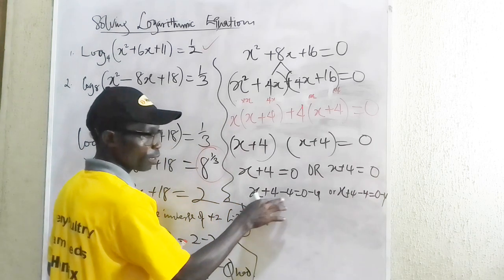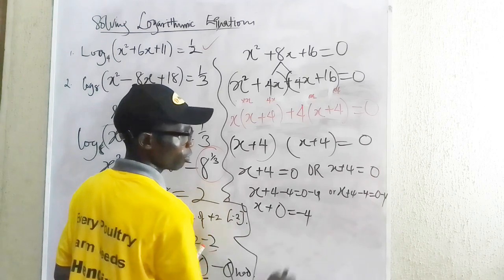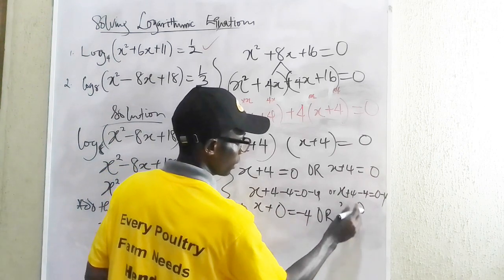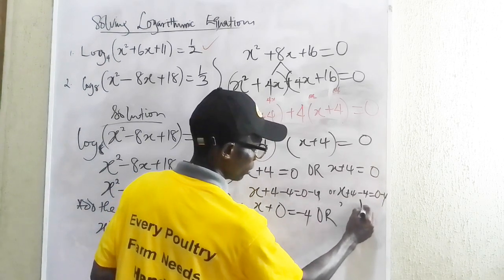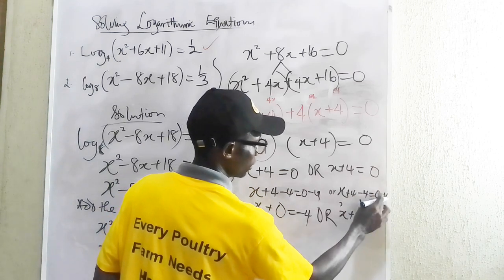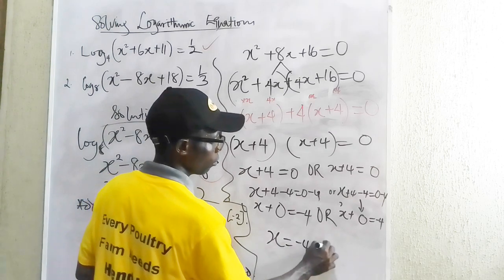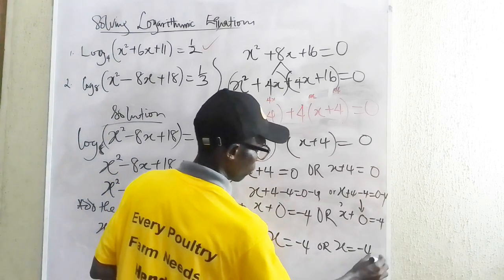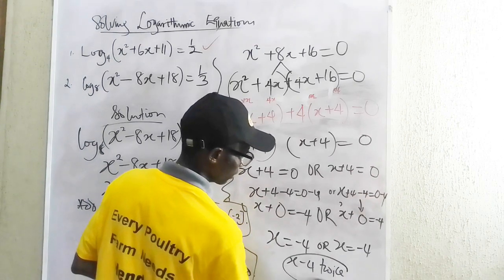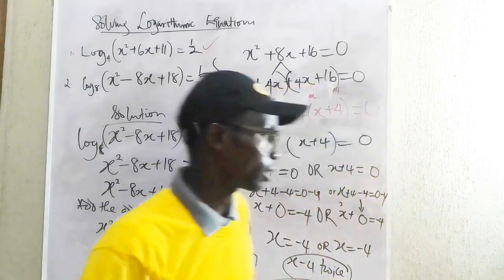So 4 minus 4 is 0. This is x. 0 minus 4 is minus 4. So what you have essentially is x is equal to minus 4, or x is equal to minus 4. Or you can say x is equal to minus 4 twice. Now that's it.